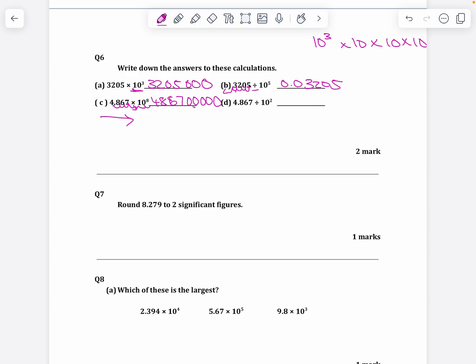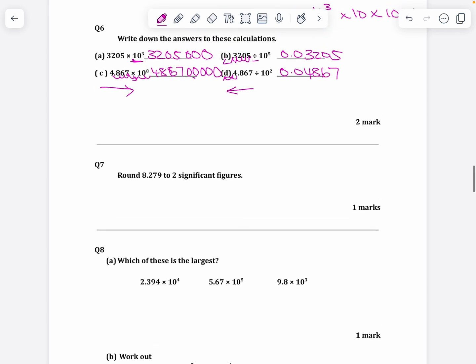486,700,000. Okay, next one, we're dividing again by 10 squared. So we're moving the decimal point this way twice. 1, 2. So our answer is 0.04867.